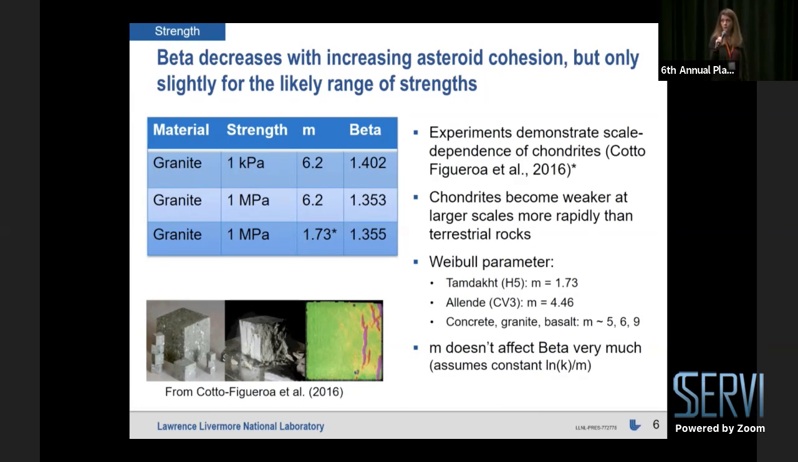And so for a reasonable range of cohesion values in our simulations, we found that beta varied on the order of 10% or so, but it wasn't a huge lever on the final delivered momentum push. So strength's going to matter, but for the more likely range of strengths, which is probably somewhere between 1 kilopascal and tens of megapascals, it does not vary too much.